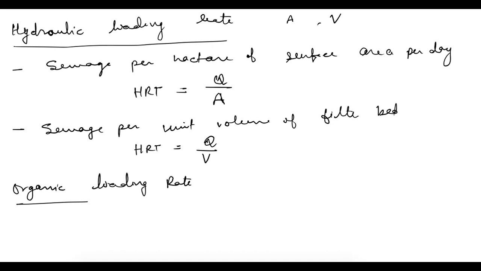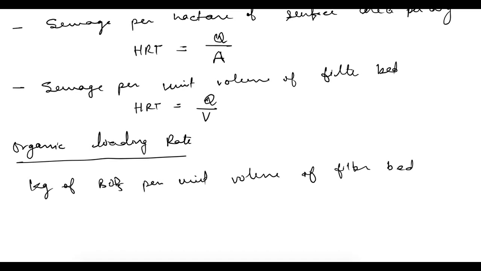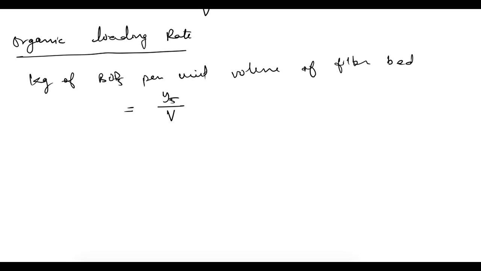How is organic loading rate defined? It is the kilogram of BOD5 per unit volume of filter bed, that is how much BOD we are applying per unit volume of filter bed. So organic loading rate we can write as BOD5, that is Y5, divided by volume of filter bed. So how do we find out the efficiency?